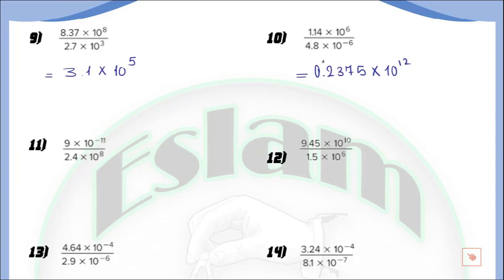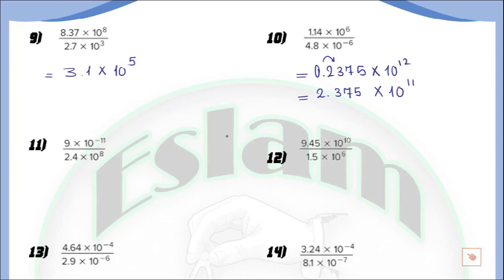So we just need to move the decimal point one place to the right. So it will be 2.375. Once we have a decimal number, it means the power now will be negative. We just move the decimal point one place to the right. It means the power now will be negative 1. So it will be 10 to the power 12 plus negative 1, the answer now will be equal to 11.